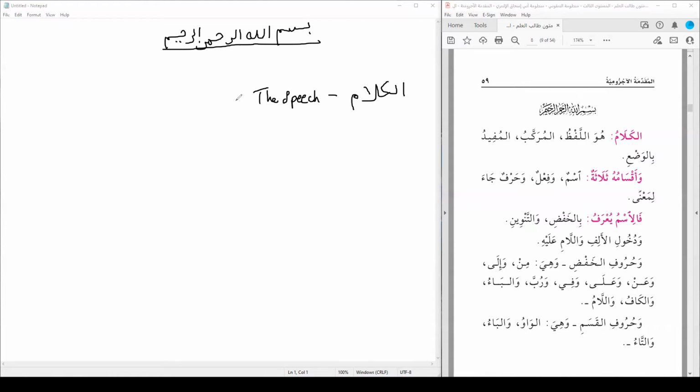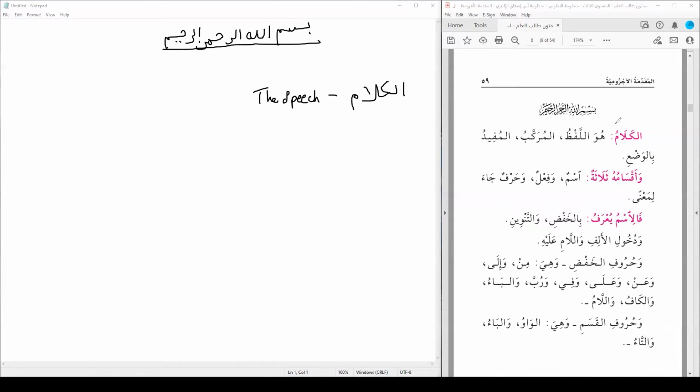So Arabic speech is the place where we're going to apply the rules that we're going to learn in this book. And that is the reason why he began the book by speaking about al-kalam, Arabic speech. And so he starts to define it. He says, al-kalamu huwa al-lafdhu al-murakkabu al-mufidu bil-wad'i.